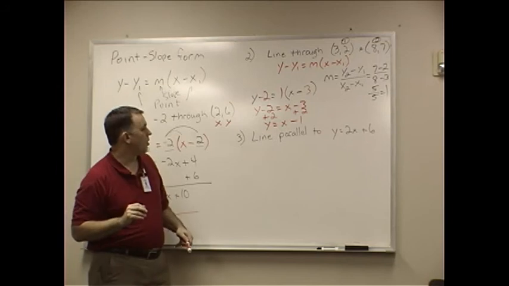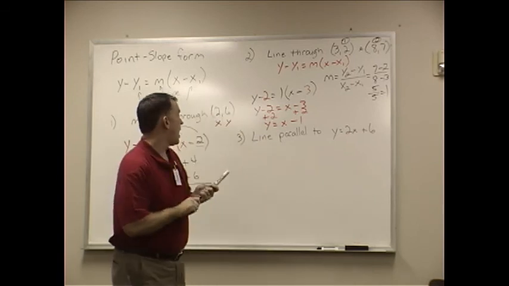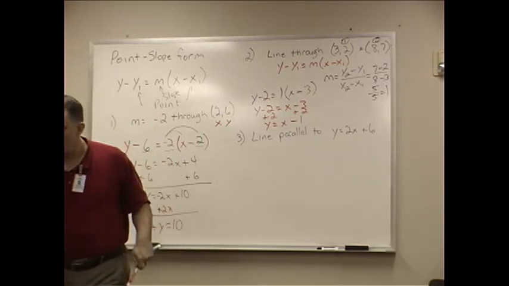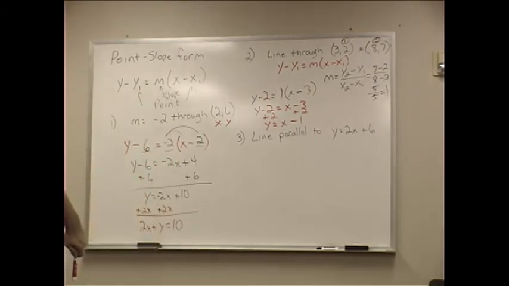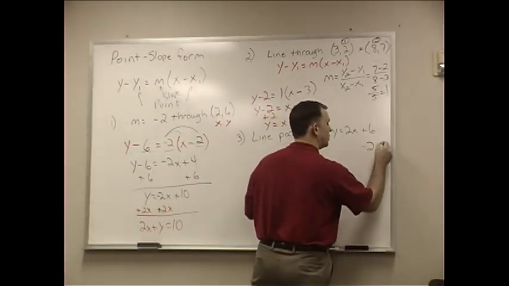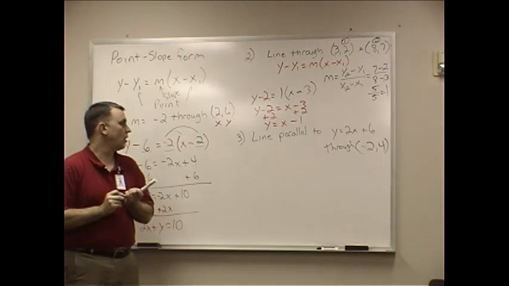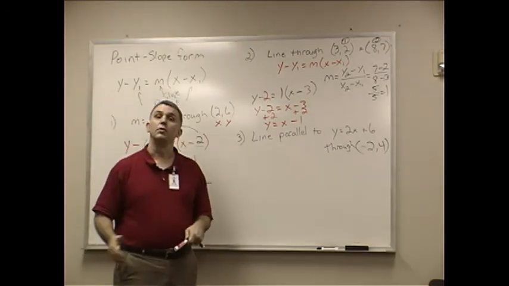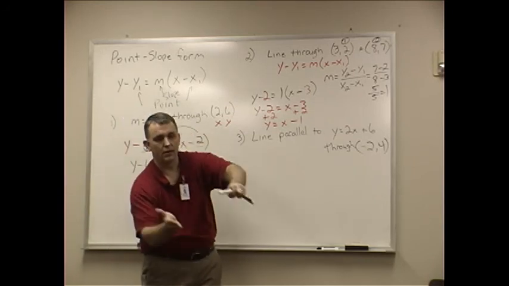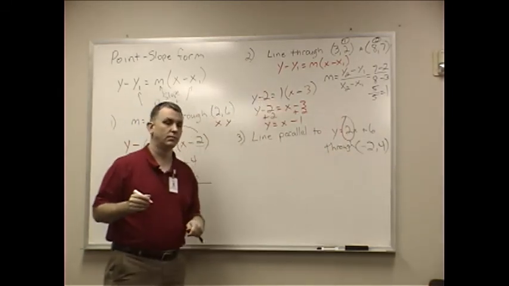Okay, for the third one, I forgot a piece of information. We want the line parallel to y equals 2x plus 6 that goes through the point negative 2, 4. Okay, parallel slopes. You remember what you learned earlier: if two lines are parallel, they have the same slant, don't they? So the slope is 2.